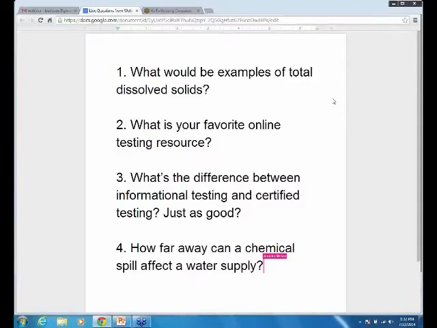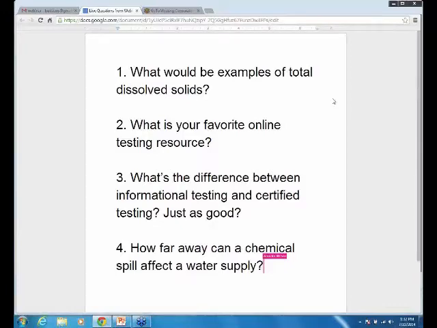Chlorides will show up as part of total dissolved solids. Sulfates, calcium, magnesium, sometimes iron, copper adds to that, but those are very small amounts. So the most common things that would make up total dissolved solids would be chlorides, sulfates, calcium, magnesium.